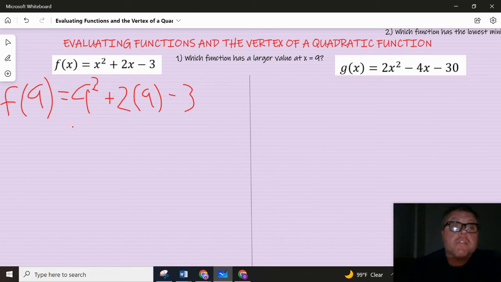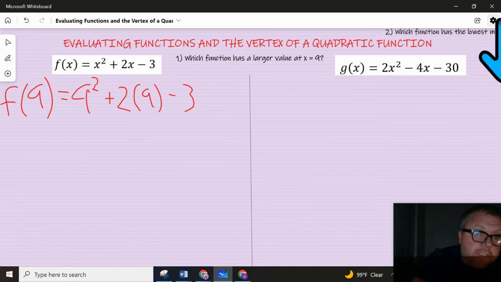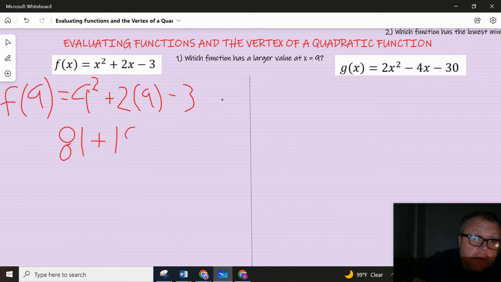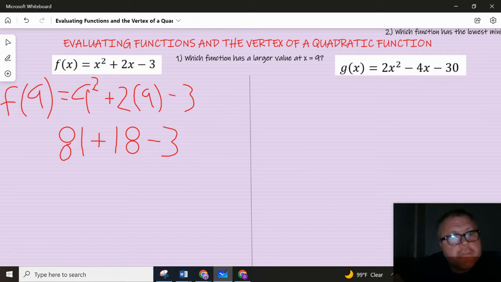Okay, so now PEMDAS is going to be paramount here, guys. We're going to clean this up. Exponents are going to come before addition or multiplication or subtraction, right? So exponents first. 9 squared is 18, right? No, psych, got you. It's not 9 times 2, it's 9 times 9. Okay, 9 times 9 is 81. Plus, now this is 9 times 2, right? Plus 18. Okay, and then minus 3. There's no x over there, so the 3 is just itself.